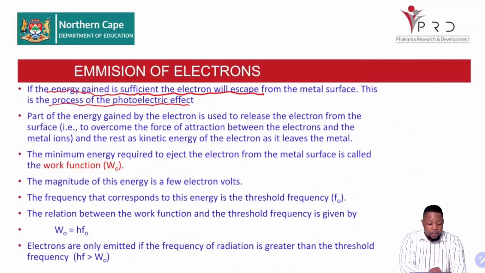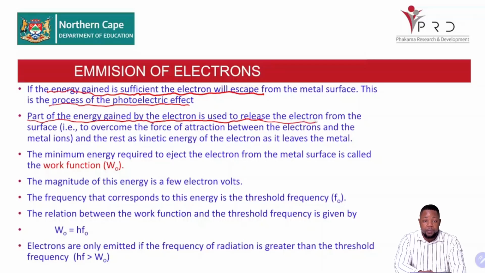Now, part of the energy gained by the electron is used to release the electron from the metal surface. And the energy that is left will be used as kinetic energy of the electron. In other words, the energy remaining from the one that is used to release the electron will be used for the movement of the electron.